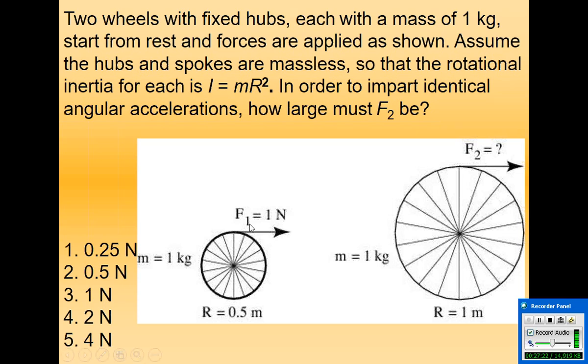If I apply a force of 1 Newton to the smaller tire, what force must I apply to the larger tire, which has the same mass but twice the radius, in order to achieve the same angular acceleration? Should F2 be 1/4 of a Newton? Should it be half a Newton? Should it be 1 Newton? Should it be 2 Newtons? Or should it be 4 Newtons? Think about it.